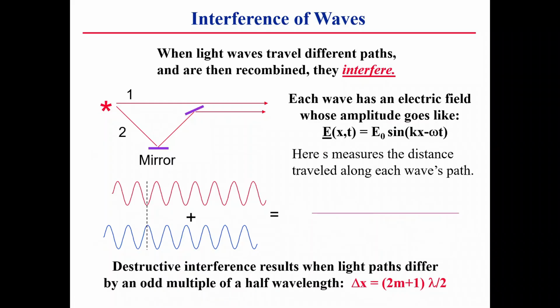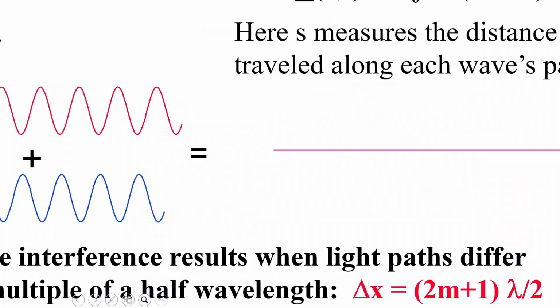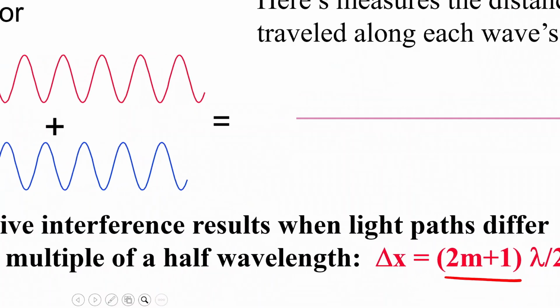Destructive, pure destructive interference is going to happen when they are offset. You're going to end up with (2m plus 1) times lambda over 2. That's sometimes written differently, but the whole point is it differs by an odd multiple. So we have an odd multiple of a half wavelength. The reason it has to be odd is to get that 180 degrees offset.